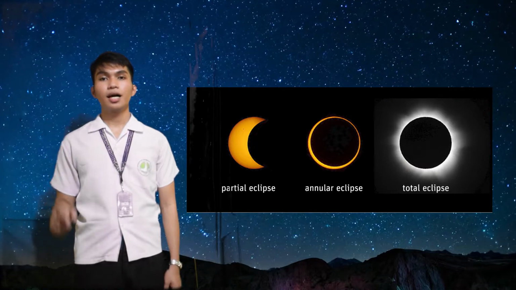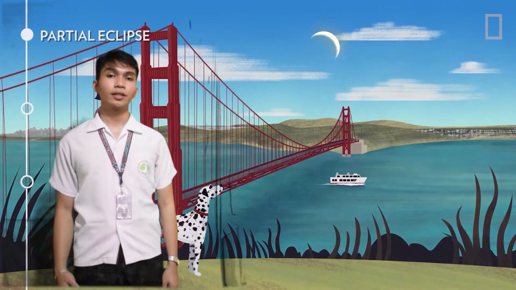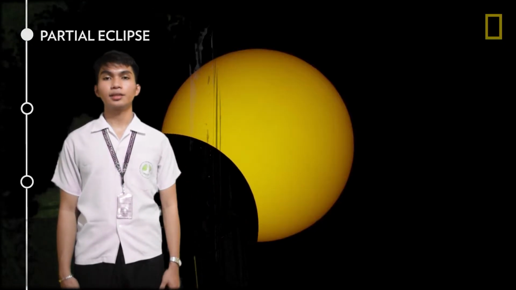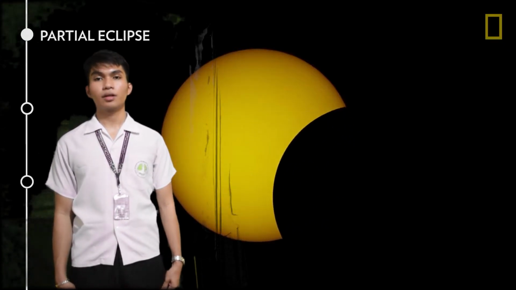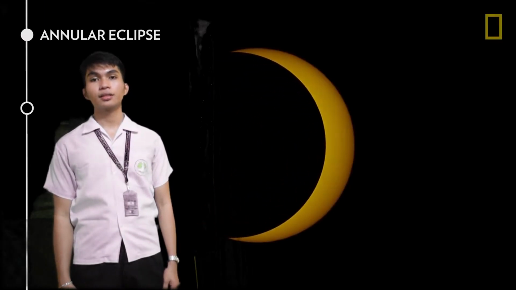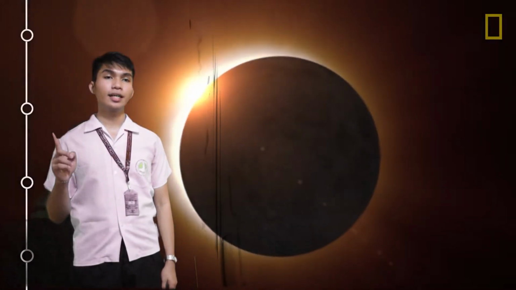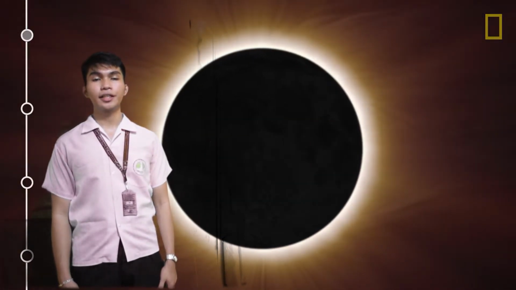Solar eclipses are classified into three types. When the Moon crosses in front of the Sun, it causes a partial solar eclipse. And when the Moon partially covers the Sun, it causes an annular solar eclipse. When the Moon completely covers the Sun, it causes a total solar eclipse.